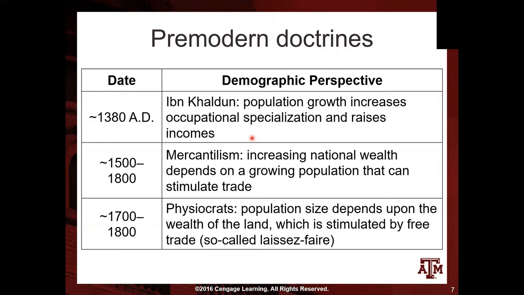Mercantilism: increasing national wealth depends on a growing population that can stimulate trade. Mercantilism was the idea that you have all these different nations, some of them with a bigger production of specific goods, and we have to have a market between them. And this market is going to be more fruitful if we have a bigger population that demands all these products.